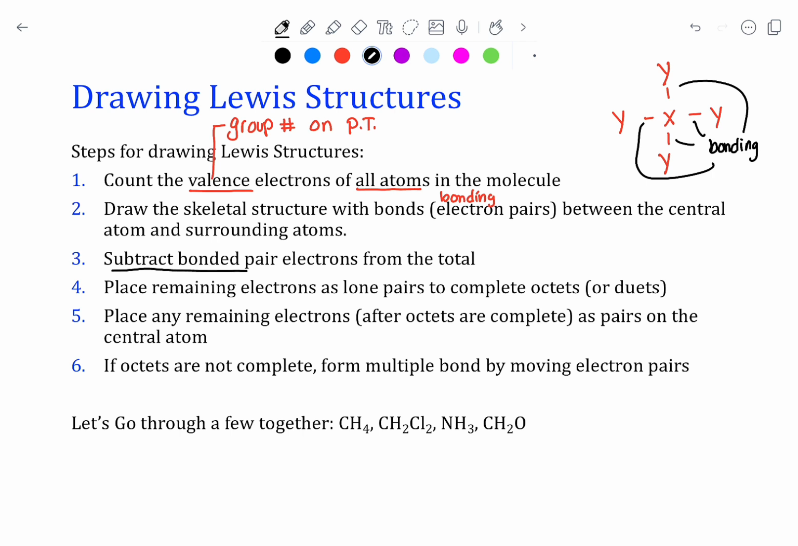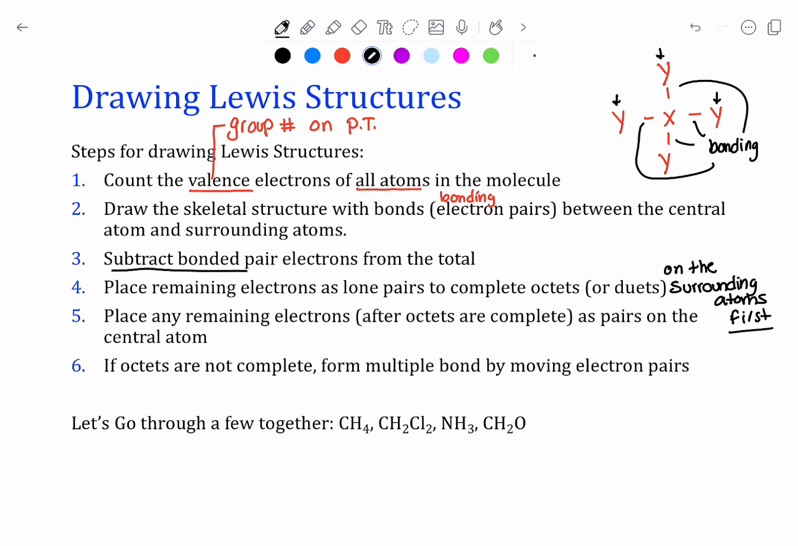So our next step, after we subtract the bonded electrons from the total number of electrons, okay, we're going to place any remaining electrons as lone pairs to complete octets, and that should be specific to our surrounding atoms. So we're placing any remaining electrons as lone pairs to complete octets on the surrounding atoms first. So that would be like our Ys. So these are our surrounding atoms.